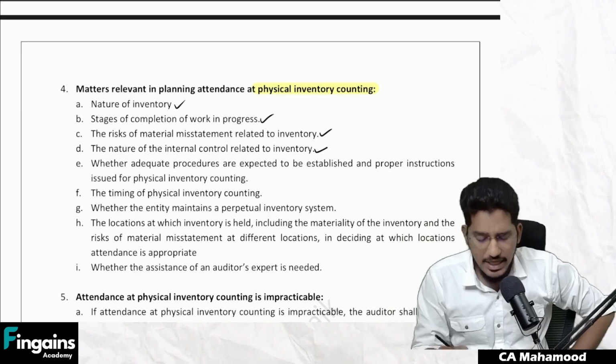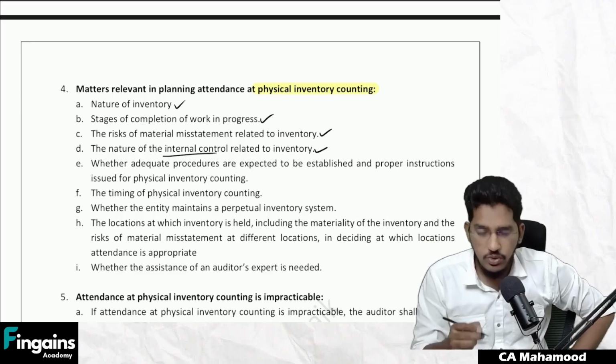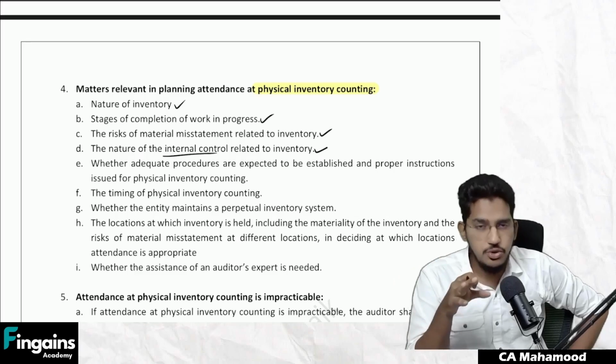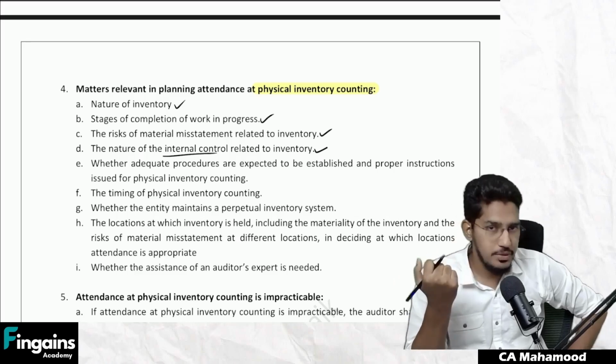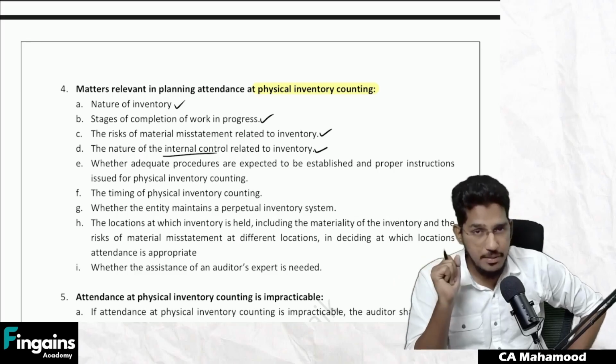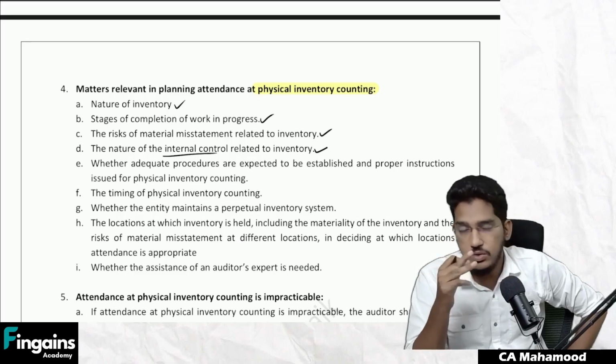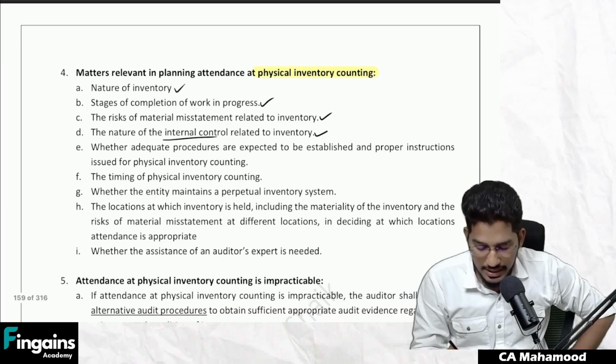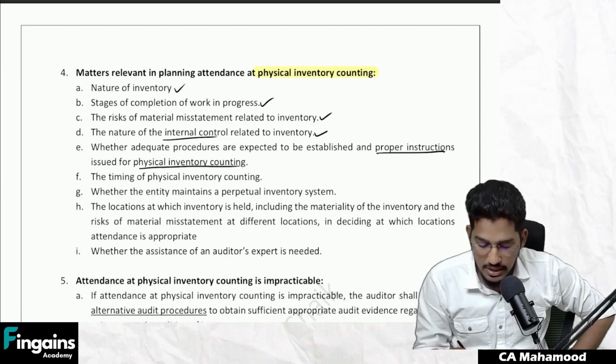And also the nature of internal controls. As I've just told, nature of internal control, like CCTV camera should be there, store inventory records should be there, along with that security guards should be there, they should be monitoring the CCTV camera surveillance. So all these internal controls are there or not, this also you should pay attention to. Whether adequate procedures are expected to be established and proper instructions are issued for physical inventory counting.